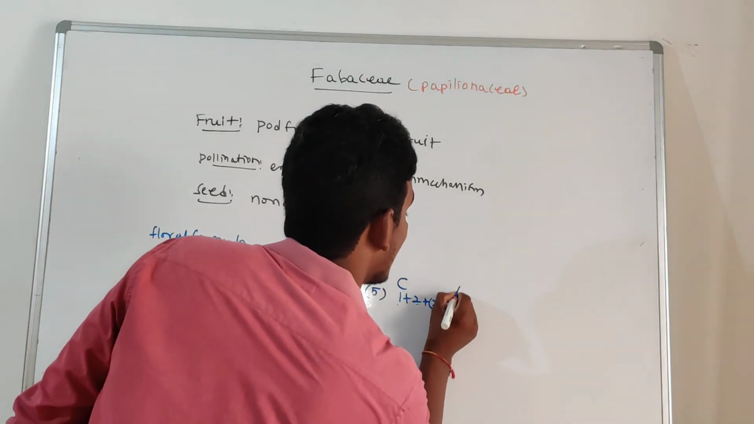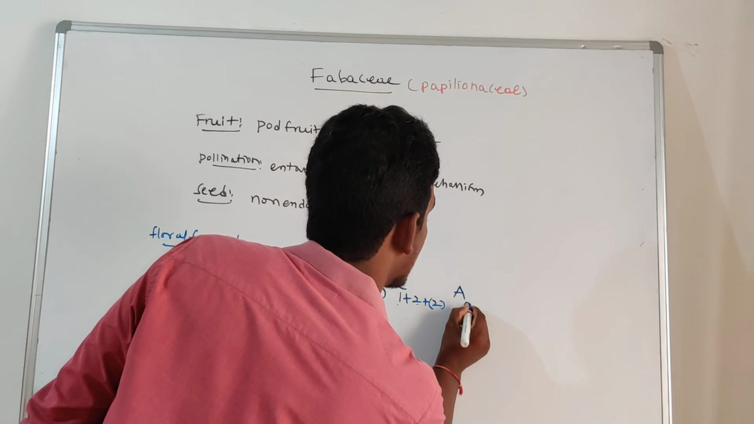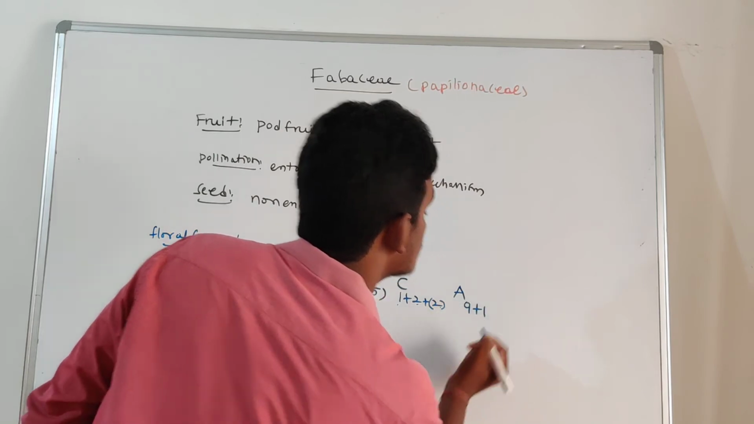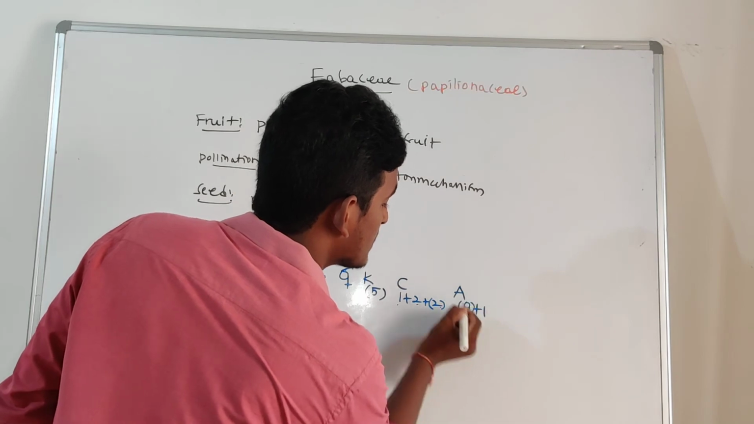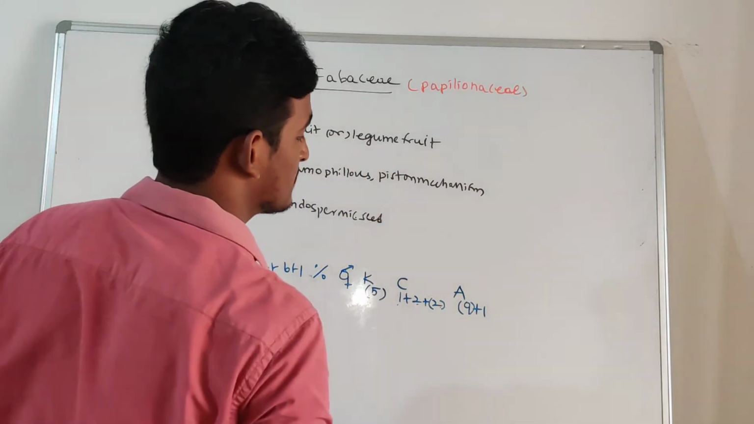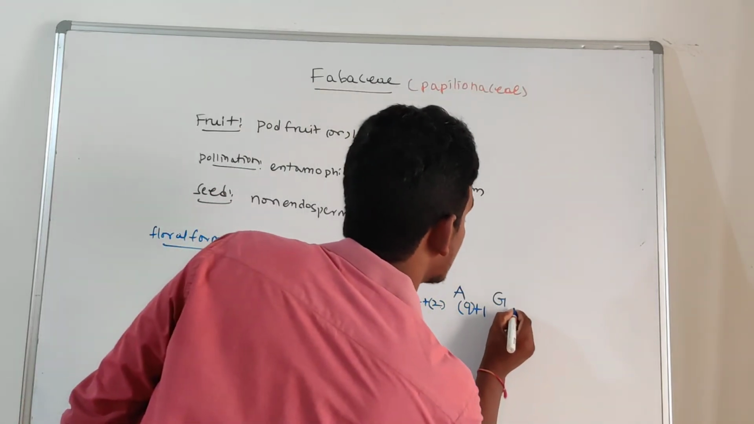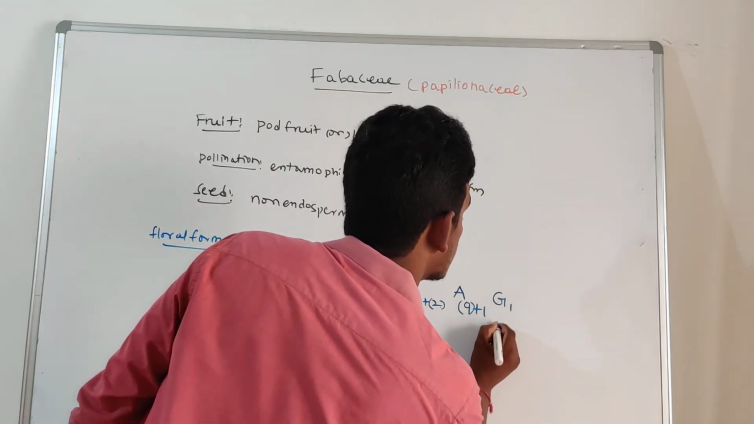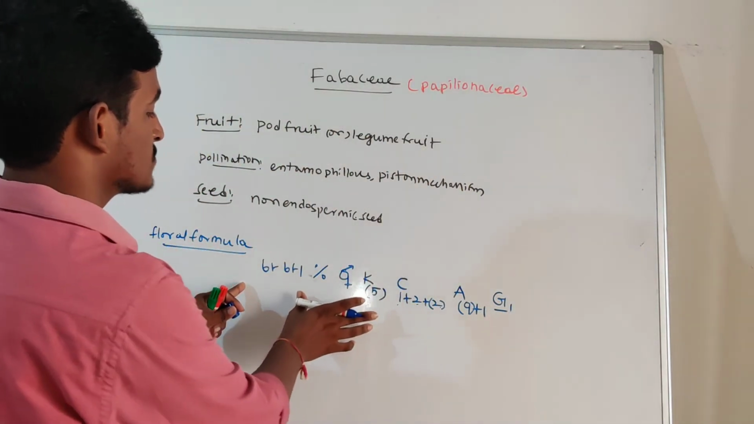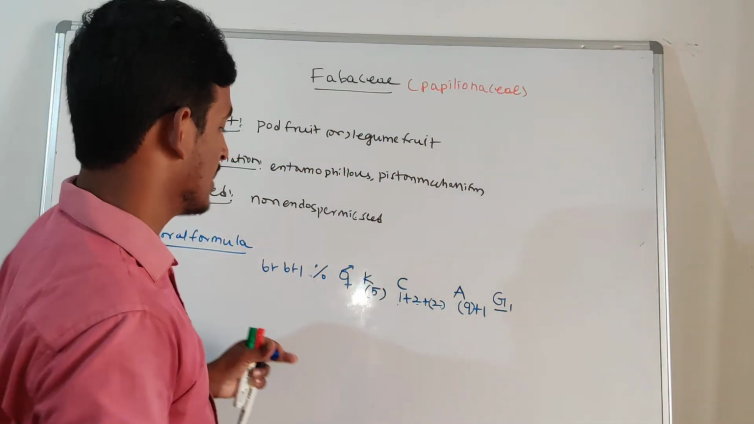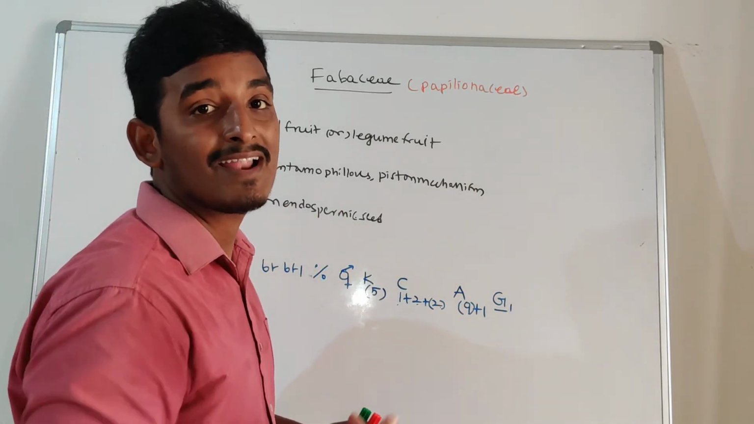So later about the androecium, represented with A. What is the arrangement? 9 plus 1, total 10 stamens. Here the 9 stamens are united, so that's why we are putting brackets here. So later about the gynoecium. How many carpels are present? 1. What is the position of the ovary? Superior ovary, right? So it is about the floral formula. Based on this floral formula, we can easily draw the floral diagram.